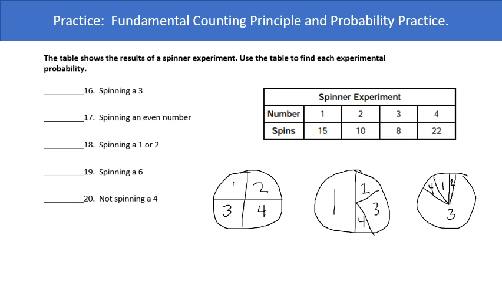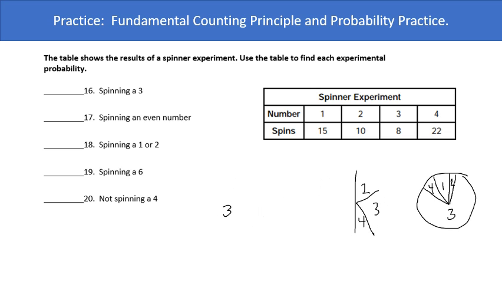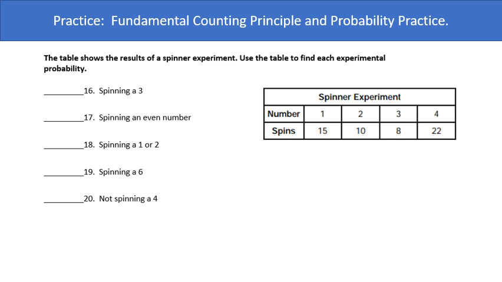The key is we don't know what the spinner looks like, so without seeing a picture of the spinner to know, we can't think about this as theoretical probability. There's no way for us to figure out what this probability is without doing an actual experiment. And if you look at the directions, they tell you that's exactly what they did. The table shows the results of a spinner experiment. Use the table to find the experimental probability.